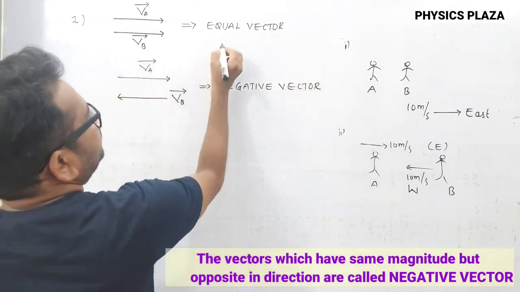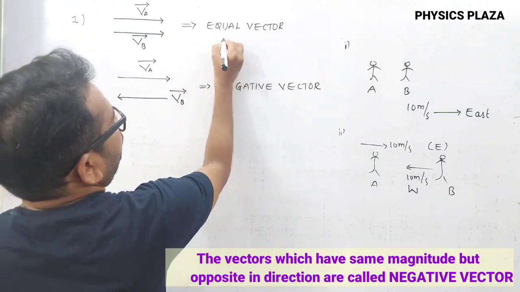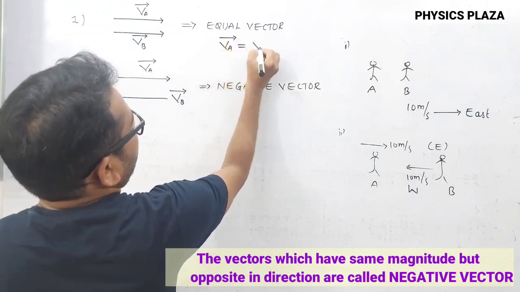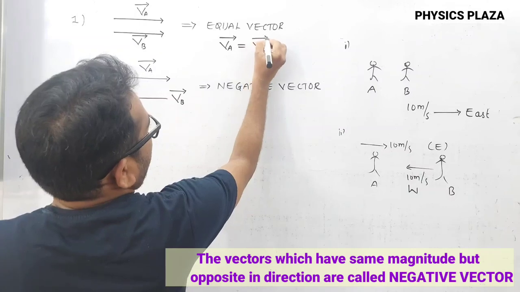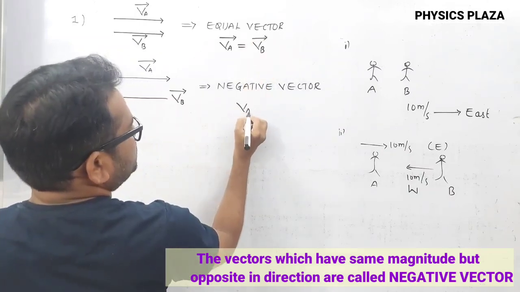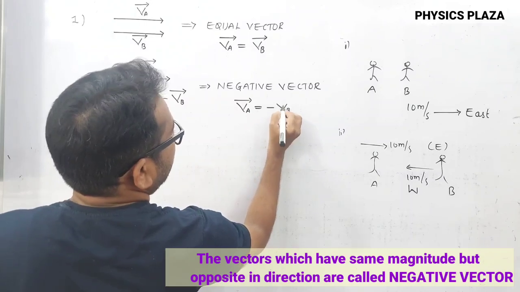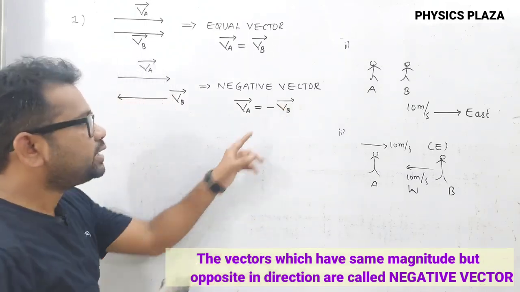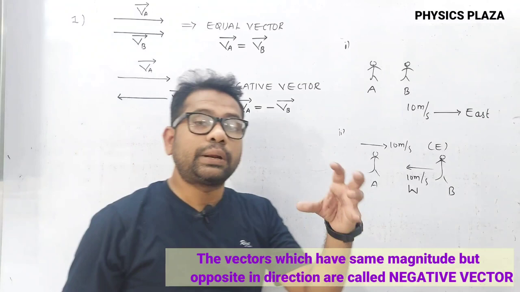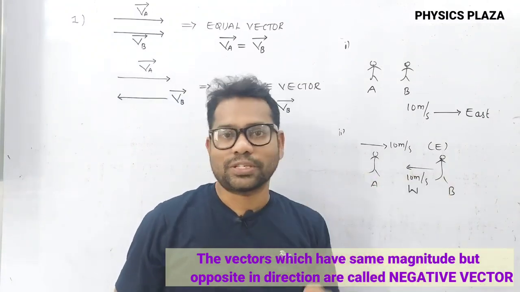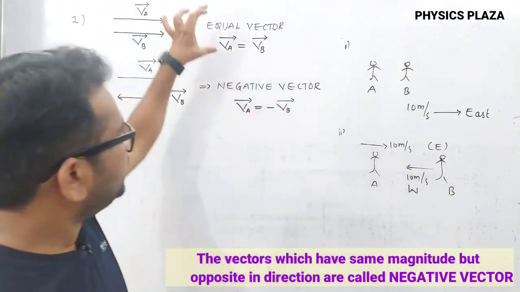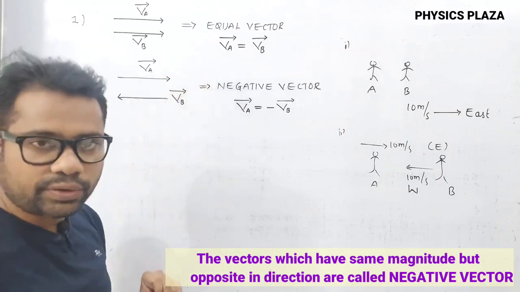So for equal vectors we can write: velocity of person A is equal to velocity of person B. Whereas here, velocity of person A is equal to minus velocity of person B. Here, what does minus represent, children? It represents that the direction is opposite. Okay children, fine. So this is equal vectors and this is negative vectors.